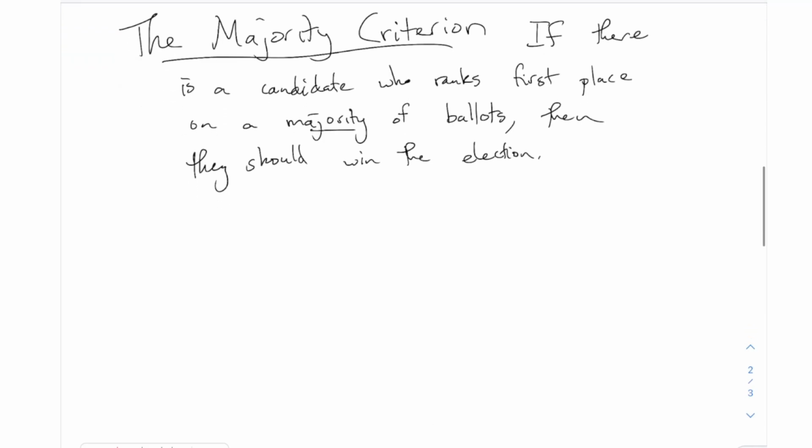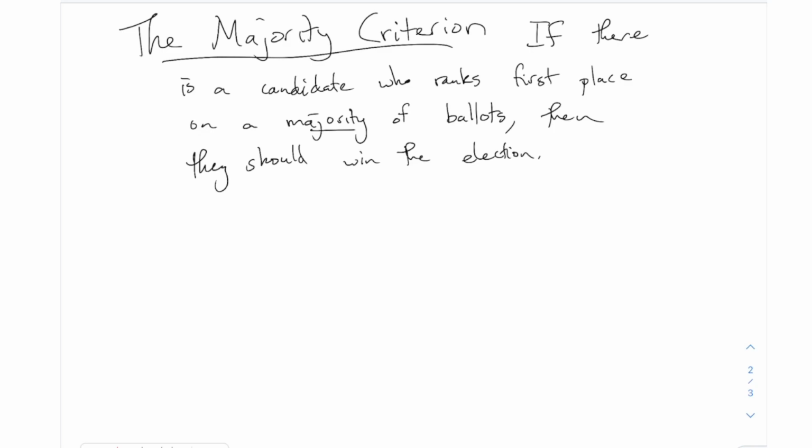This is one way to say that a system is fair or not. You should think, if it's a fair system, then probably it should behave in this way. If a majority of people put somebody up top, they should be the winner. This is called the majority criterion. And we could ask, does the plurality system have this property? Does the Borda count system have this property? Does the Condorcet system have this property? These are the kinds of questions that we're going to ask. But I said I was going to give you two different criteria. This is the first one, the majority criterion.